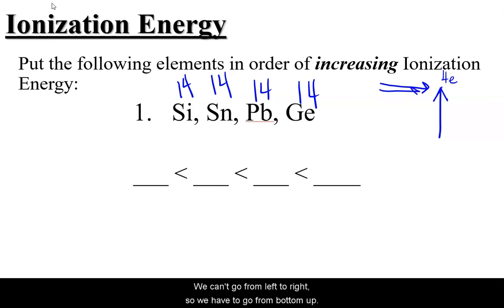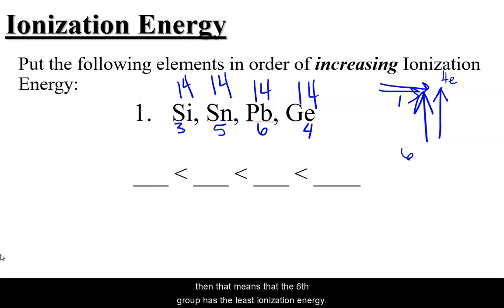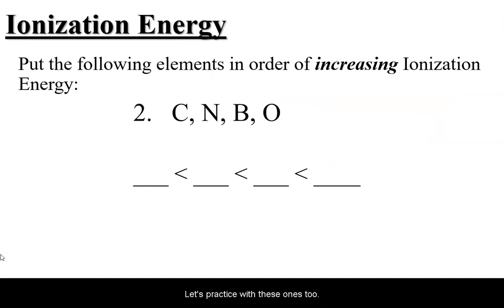We can't go from left to right, so we have to go from bottom up. So let's go ahead and label these by what period they're in. Silicon is in 3, tin is in 5, lead is in 6, and germanium is in 4. And if it gets smaller the closer you get to the first group, that means that the sixth period has the least ionization energy. So let's put lead as the lowest, tin is next, germanium is after that, and silicon is after that. Let's practice with these ones too.